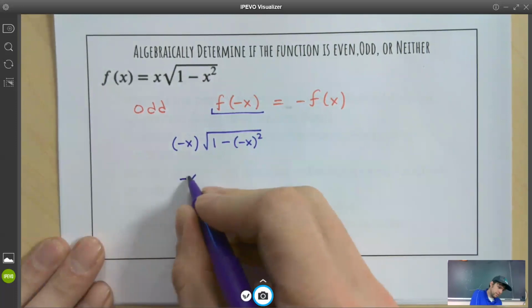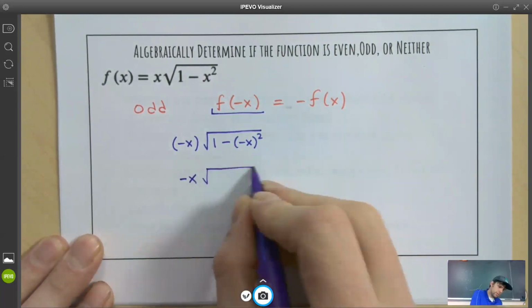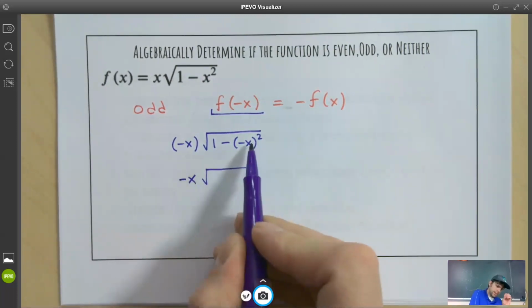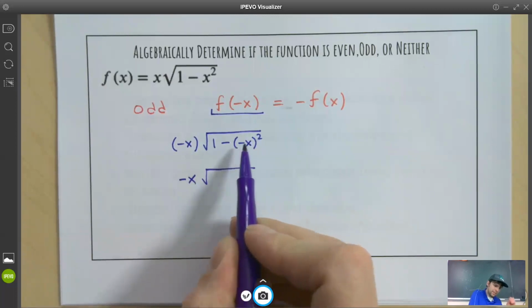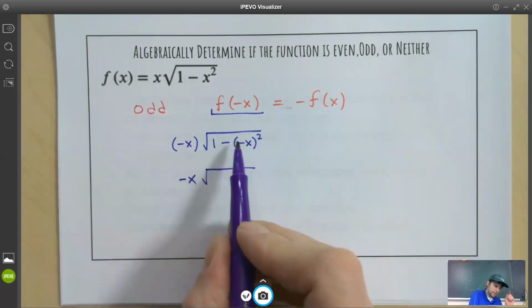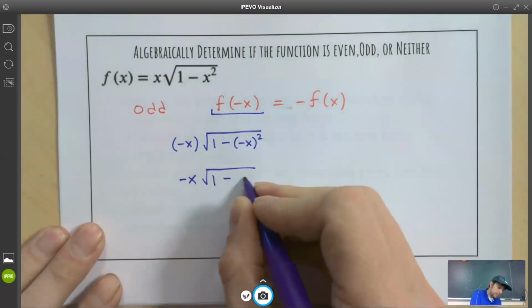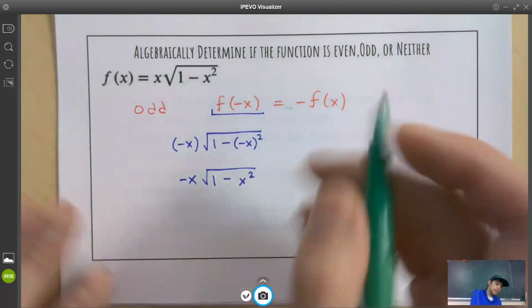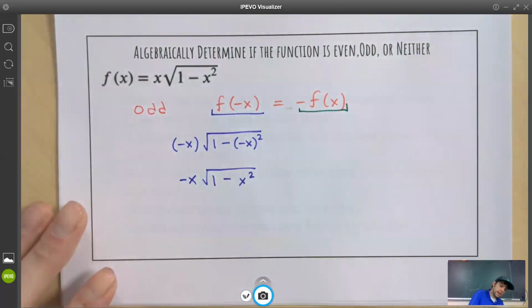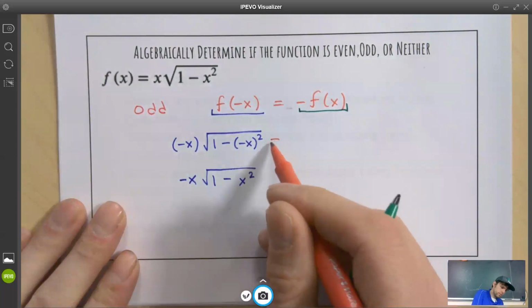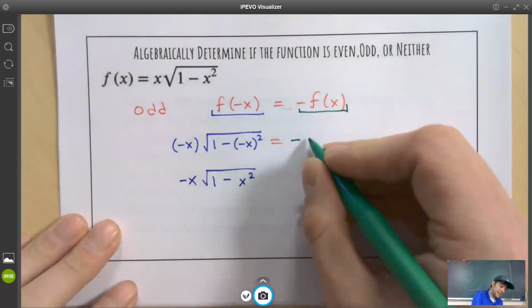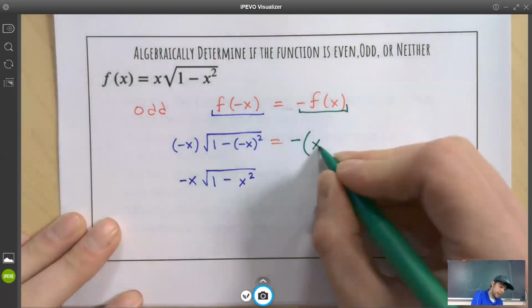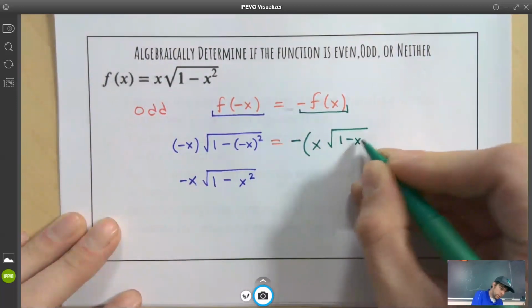Obviously, this is negative x times the square root of 1 minus negative x squared, with negative x squared being negative x times negative x. So that's going to be 1 minus positive x squared. So 1 minus x squared. Okay, I don't really see much further that I can do to simplify this. So I'm going to go ahead and move over to the other side and simplify down negative f of x. So let's do that. That's negative times the entire function, x root 1 minus x squared.